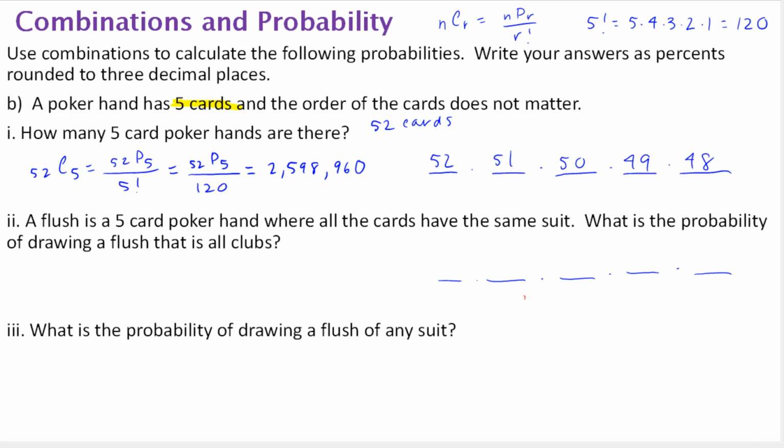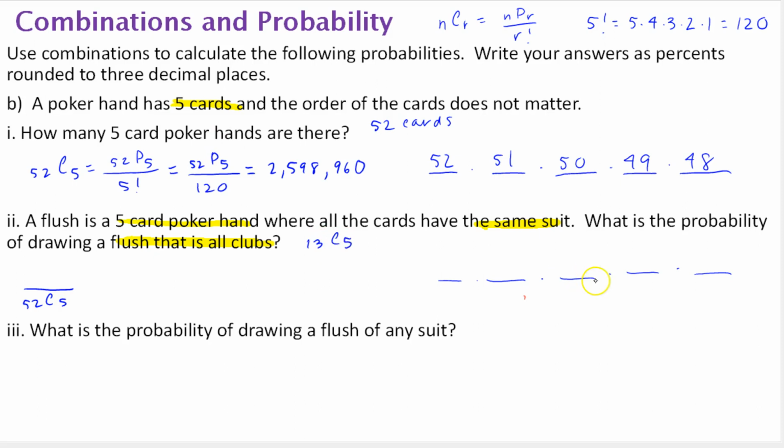So here, the next one, we have a flush is a 5-card poker hand where all the cards have the same suit. And we're asked, what is the probability of drawing a flush that is all clubs? So we know the denominator is 52 choose 5. It's the size of the sample space. So now let's see how many ways there are to draw. So we have 13 clubs, so there's 13 of any suit, and we're going to choose 5 of them.